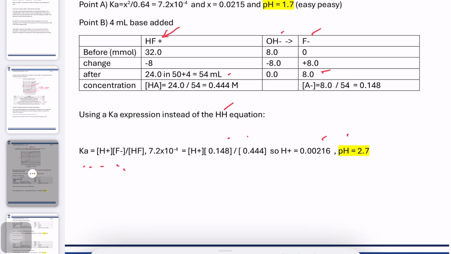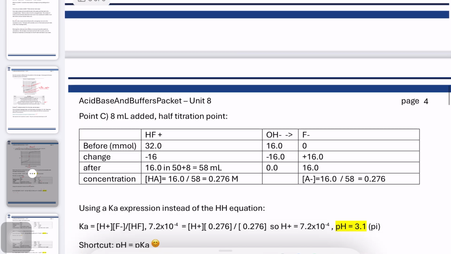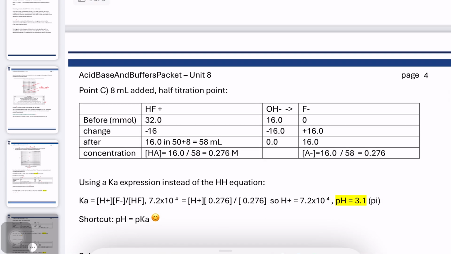It's going to raise the pH. Point C, we're at the half point. So this is a special point, and you can see that the molarity of the HA and the molarity of the A minus is equal. I've taken half those 32 millimoles, and I've got 16 millimoles of HF and 16 millimoles of F minus for a molarity of 0.276.